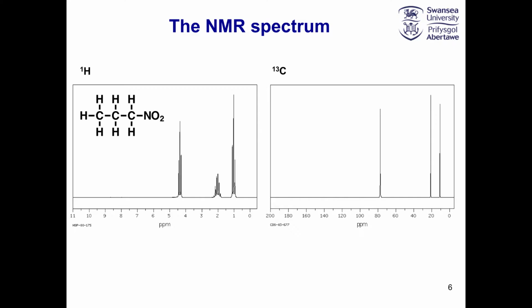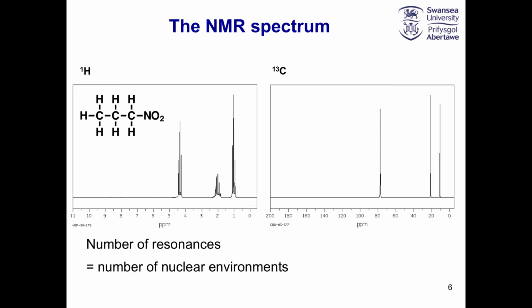So, what do we actually learn? Well, NMR is very information dense, and unlike the other spectroscopies we've met, every peak can and should be taken into account. This makes NMR very powerful, but it can also make it tricky to get your head around. The first thing to do, though, is just count the peaks, or the resonances as they're more properly known. This tells you how many nuclear environments there are.